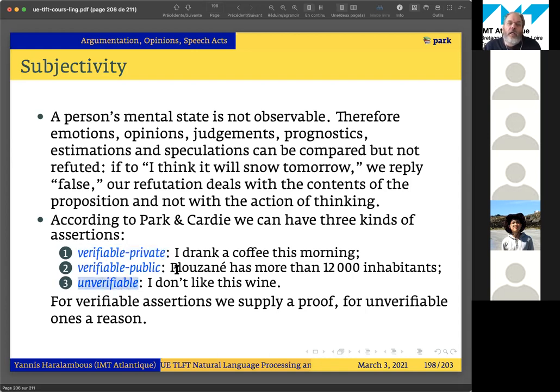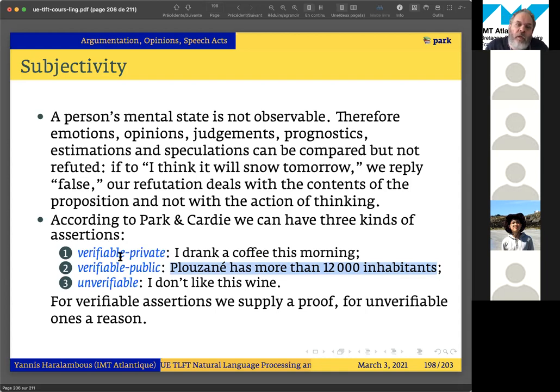A sentence like "Plouzané has more than 12,000 inhabitants" is verifiable. You can go to Wikipedia or you can start counting them one by one. And sooner or later you will have a result and you can assert whether this sentence is true or false in the real world.